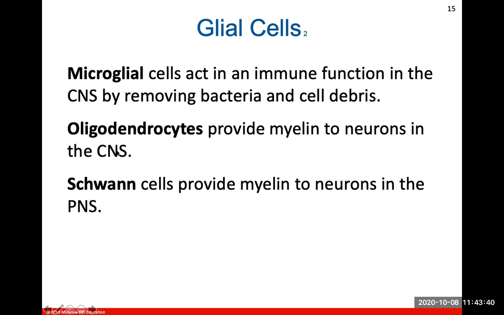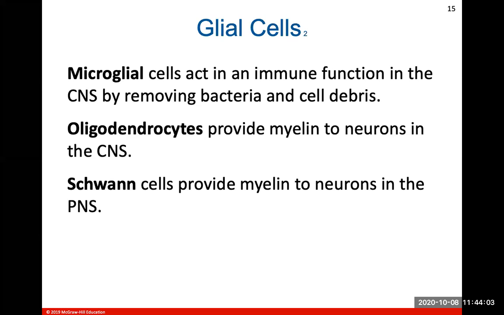Oligodendrocytes are only in your central nervous system, and they provide myelin to neurons in the central nervous system. And myelin is important for electrically insulating the neurons. It'll wrap around the neurons, the axons of the neurons, to help increase the speed of electrical conduction.